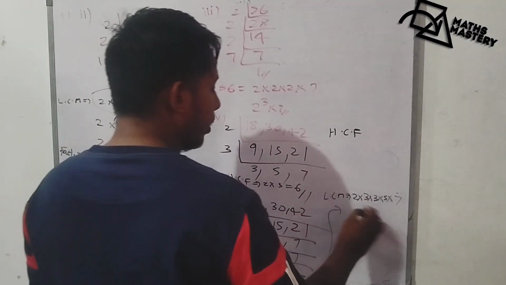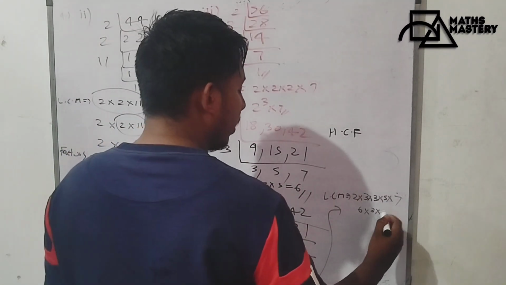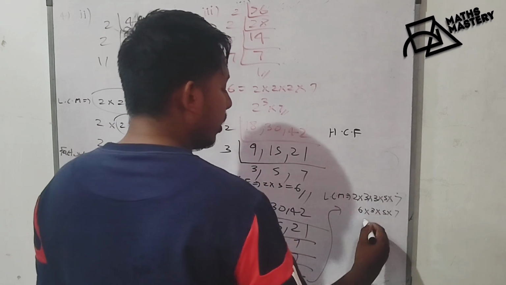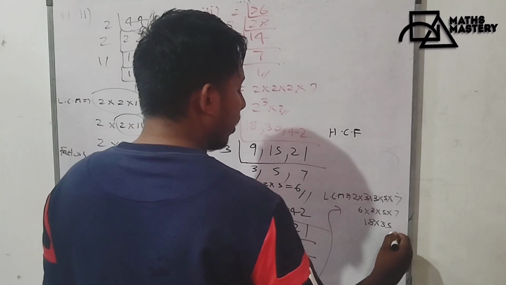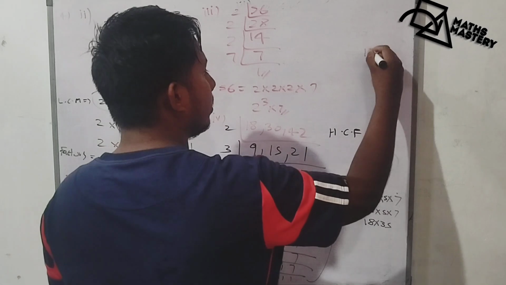Okay. So 2 times 3 is 6. 6 times 3 times 5 times 7 is there. 6 times 3 is 18. 18 times 35, we should multiply. Let's multiply and see, students.